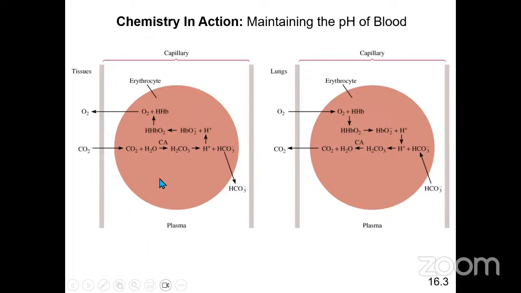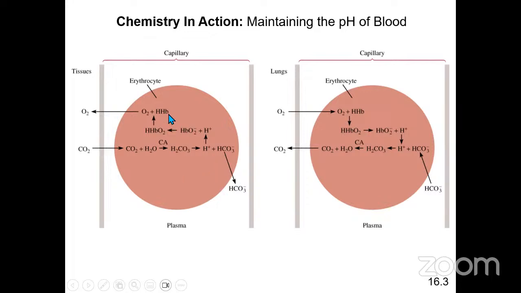So this is what happens at the tissues. Now, the actual buffer system would be represented right here, right? The carbonic acid in equilibrium with the bicarbonate ion. So that's the buffer system right there. So what happens is that the carbon dioxide will move from the tissues into the red blood cell. When the carbon dioxide does that, it basically dissolves in water to form carbonic acid. And then you have the dissociation of the carbonic acid to form H+ ions and the bicarbonate ions, right?